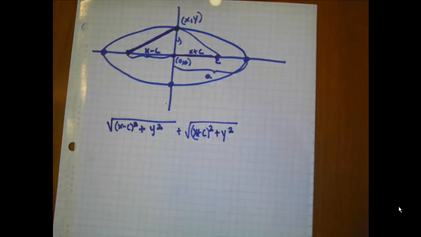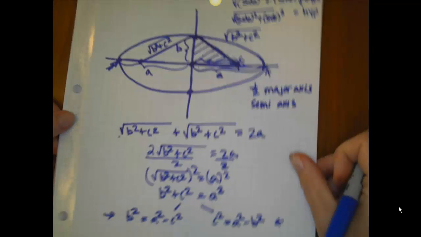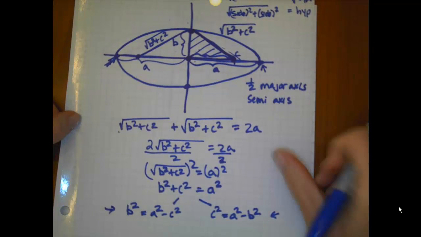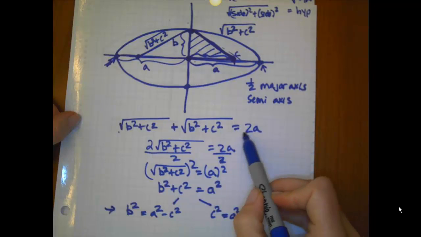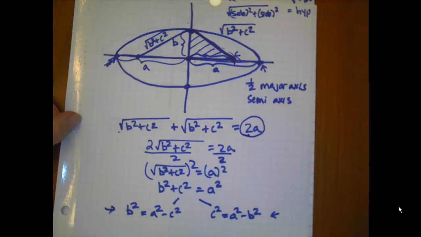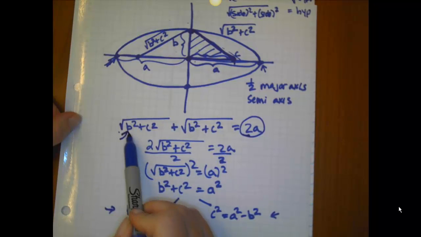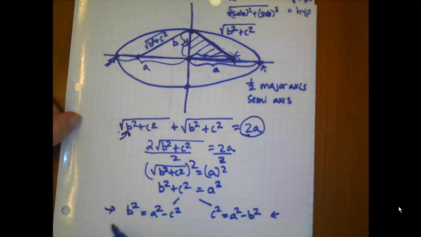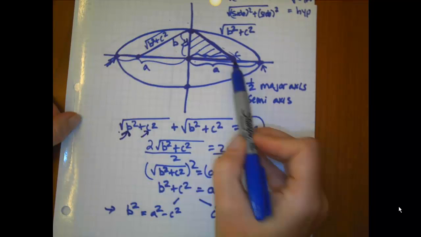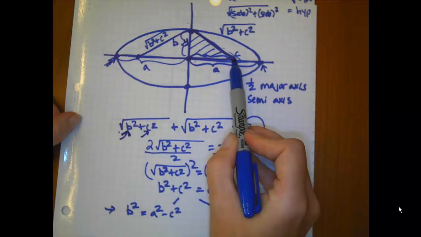And as we learned from the previous work that we did, it's equal to the major axis, and my major axis is still 2A. So basically what I did is I redefined B to be just the y coordinate, and I redefined C. Instead of just calling it the length C, I am using coordinates.